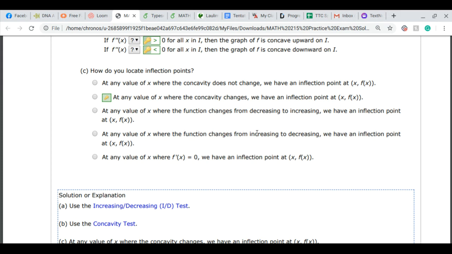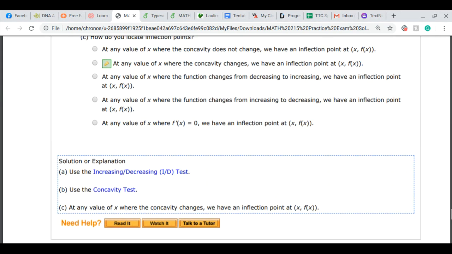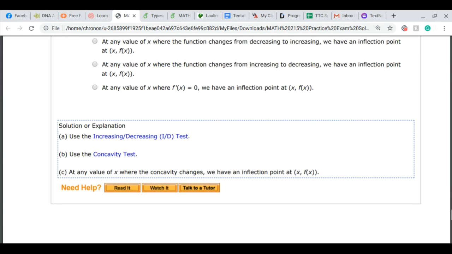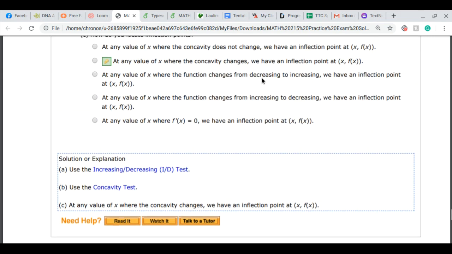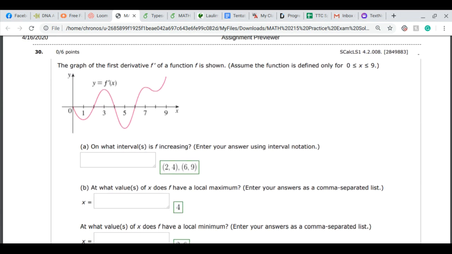Changing from increasing to decreasing? No, that's going to be local max or local min. Any value of x where the function changes? No, that's, again, local max or local min. Increasing to decreasing is local max. Decreasing to increasing is local min. Just think of climbing up a hill or walking down a valley.